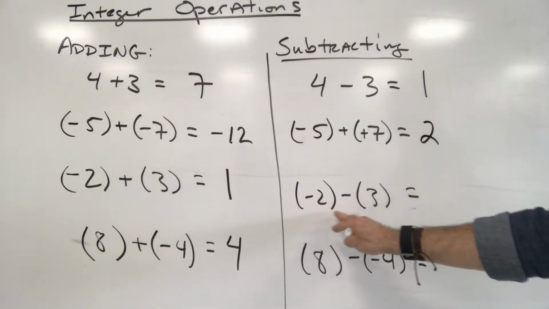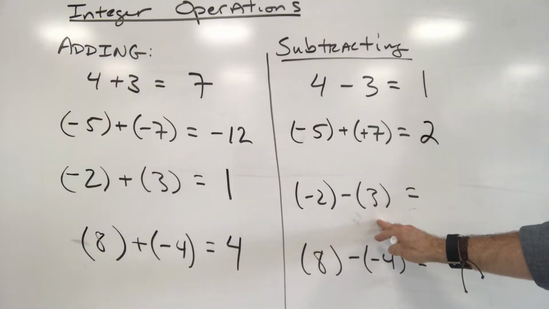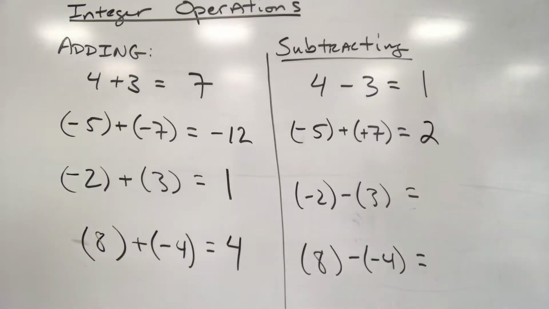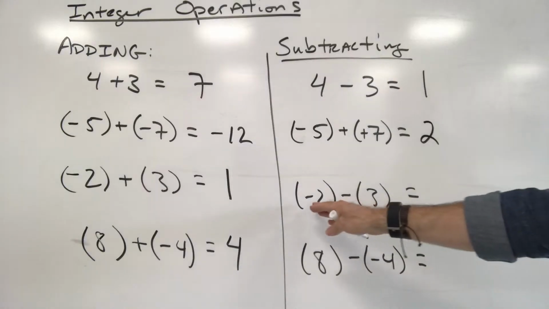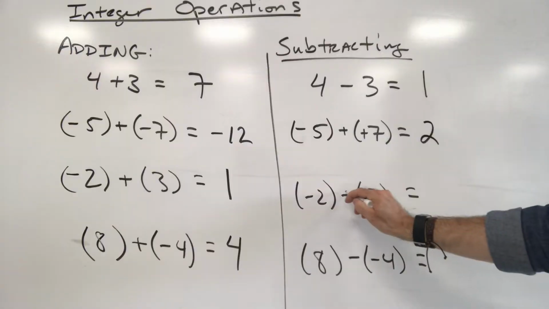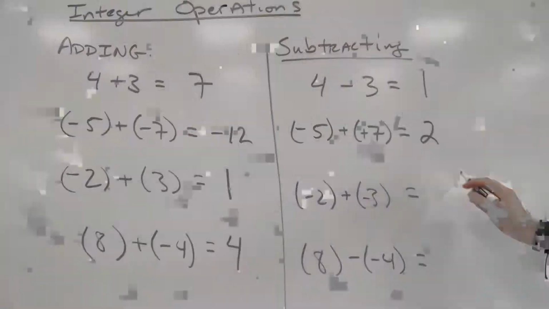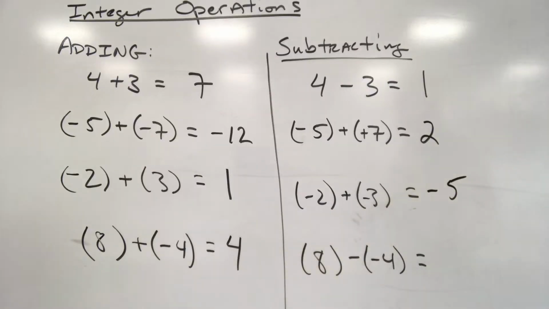Here I have negative 2 minus 3. Since the signs are different, I'm subtracting 3 more. I'm going to become more negative. So negative 2 minus 3 is the same as adding the opposite. So negative 2 plus negative 3 is negative 5.